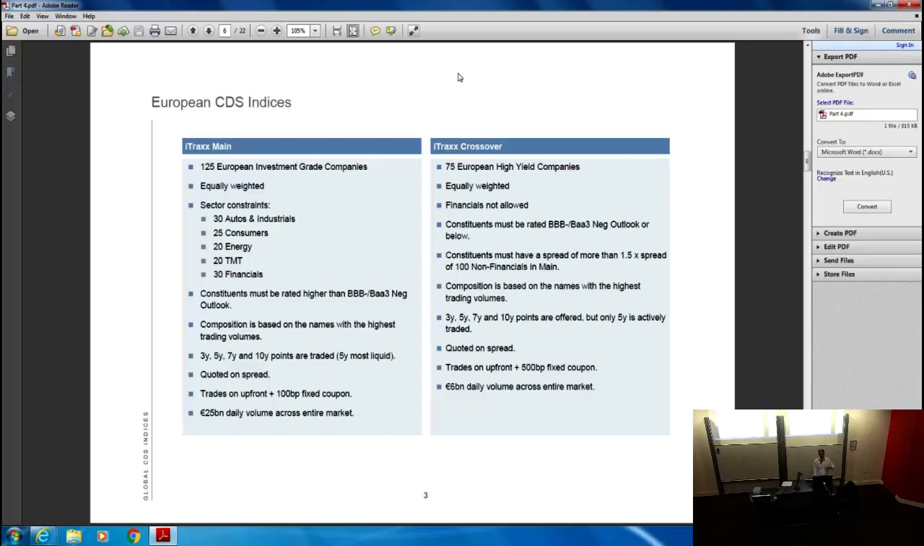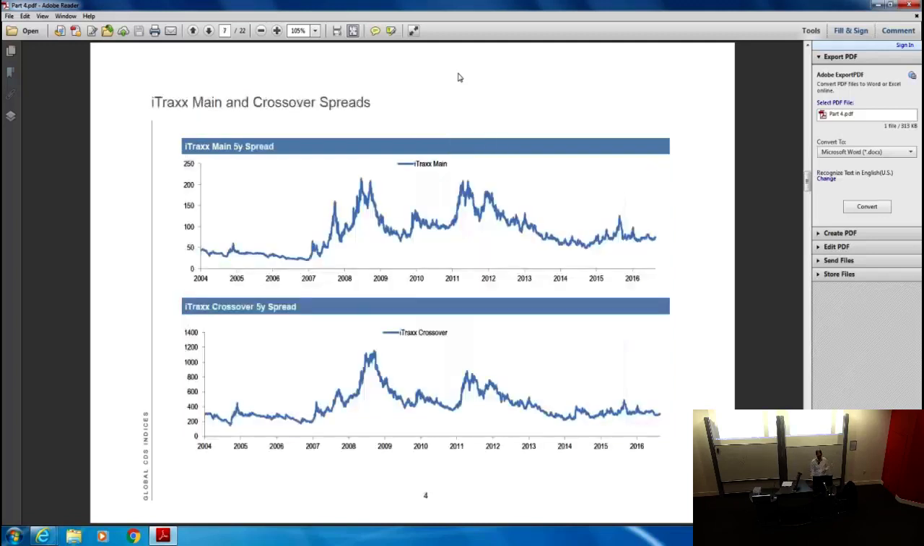And these indices, we'll look at it in a second, roll every 6 months, but they tend to have the most liquid names coming in and out of the product. So spread histories of the iTraxx indices go back to 2004. Prior to that, there were some CDS indices around. There was something called TrackX, I believe, before iTraxx. There was also something called Jesse a long time ago.